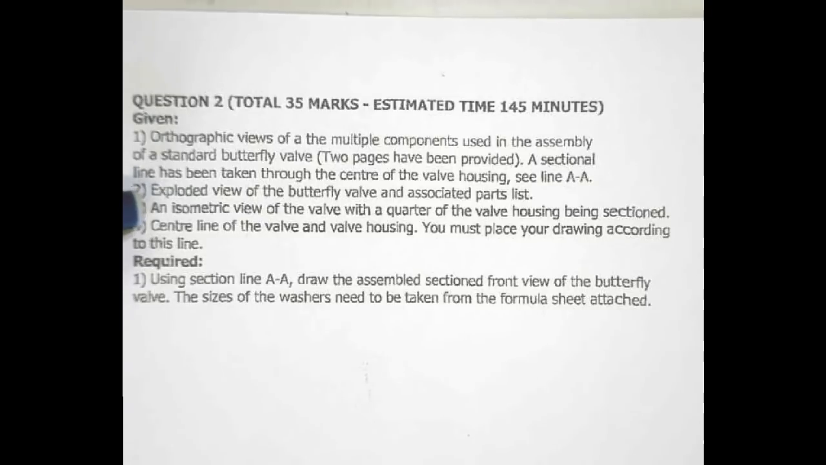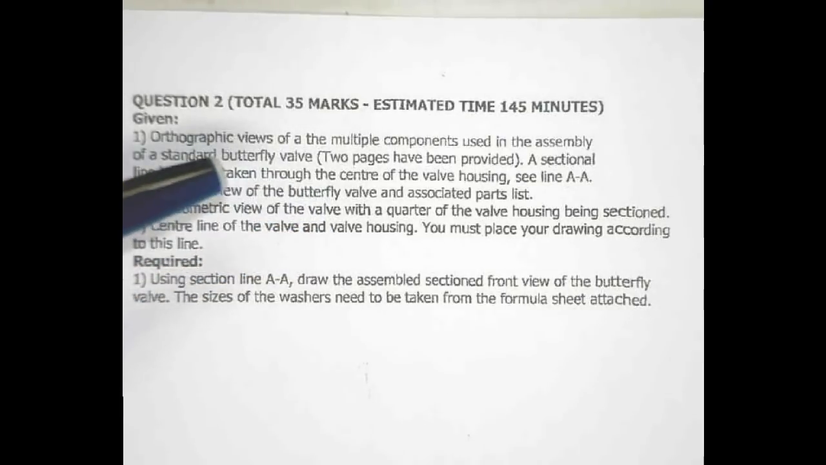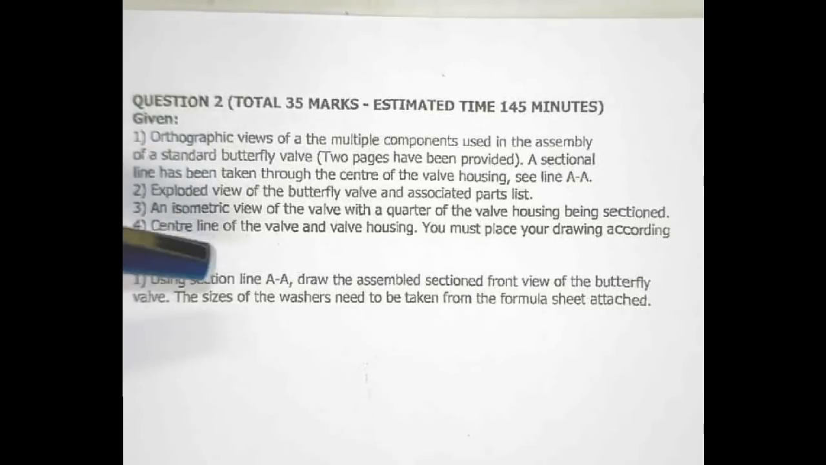We're also given an exploded view of the butterfly valve and an associated parts list, so this will give us a good idea in terms of what components go where and how we need to draw them. The third part is an isometric view of the valve with a quarter of the valve being sectioned. So we'll actually have some idea of what the drawing looks like on the inside. This isn't something that is often given, but when given it does help us draw the side view that we need to draw a lot more easily.